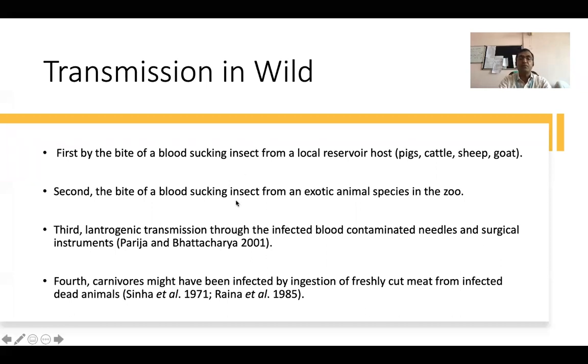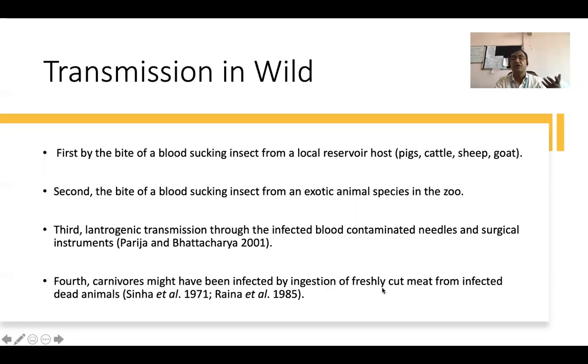So second is the bite of the blood-sucking insect from exotic animal species in the zoo. And third is iatrogenic transmission as reported by Bhattacharya et al., by any infected blood contaminated syringe that we throw here and there. So as in other animals, this may be in case of a wild animal also. But the fourth is very, very important. You know the carnivores might have been infected by ingestion of freshly cut meat.